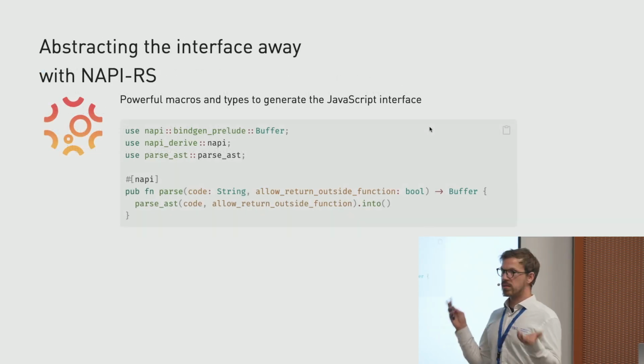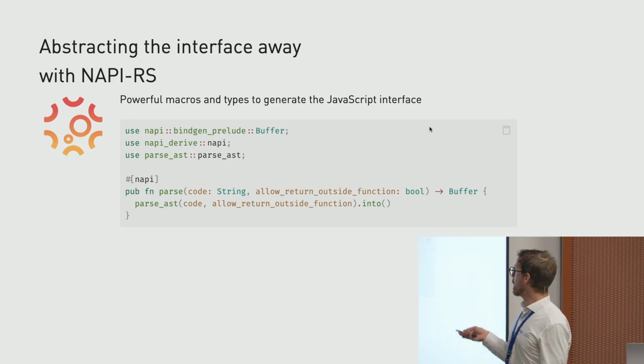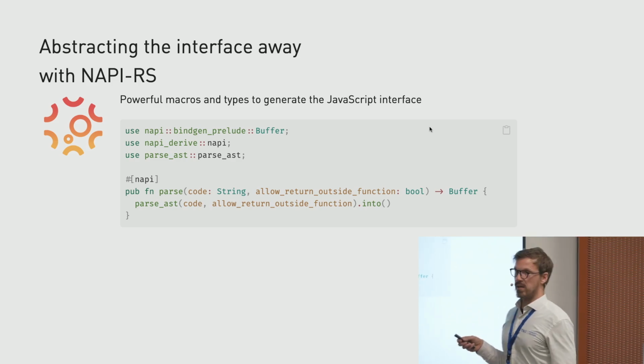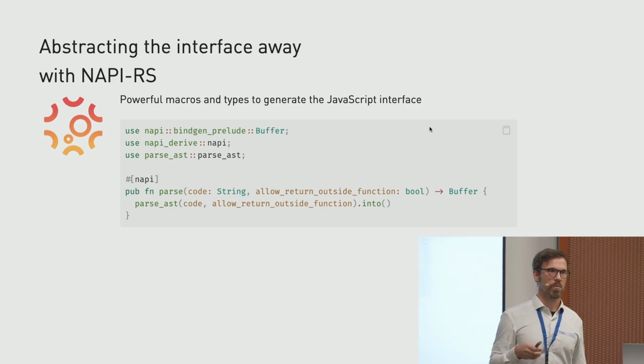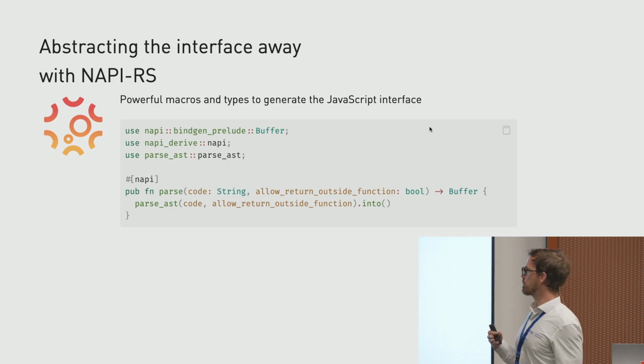How do you create those files? I mean, I have little time, so I use tools. I think this is the best one I found. NAPI-RS is, yeah, I think the most well-maintained interface between JavaScript and Rust.